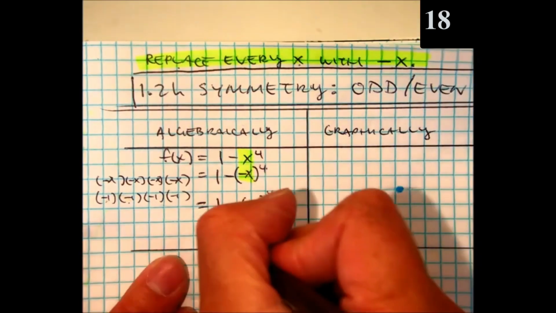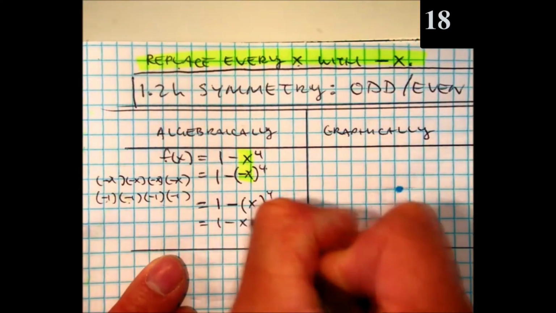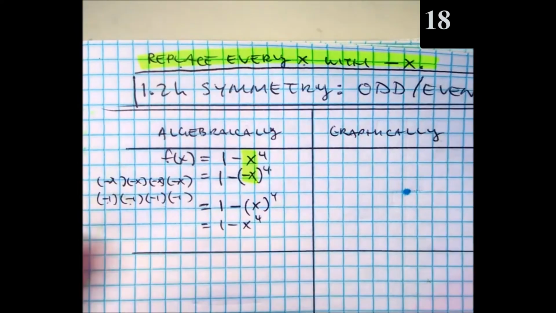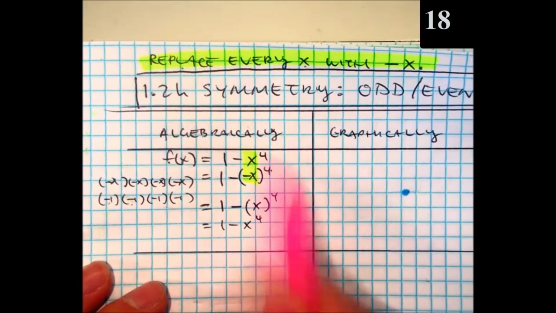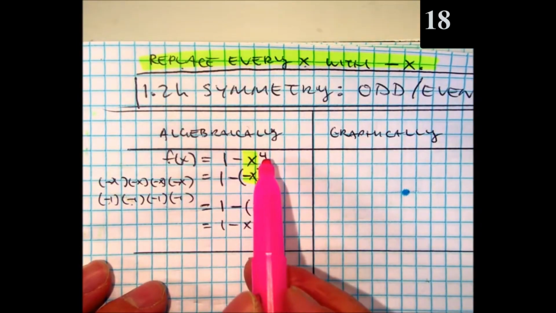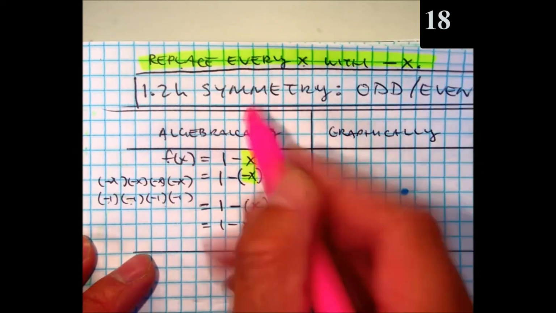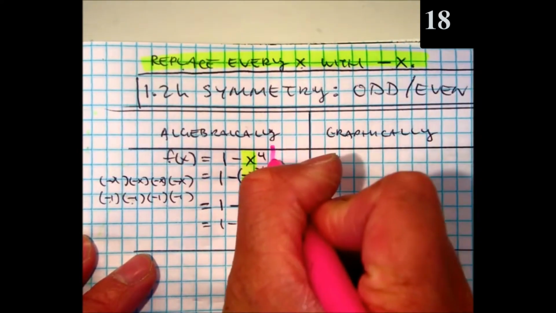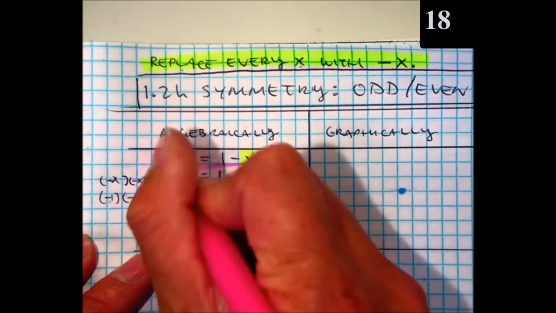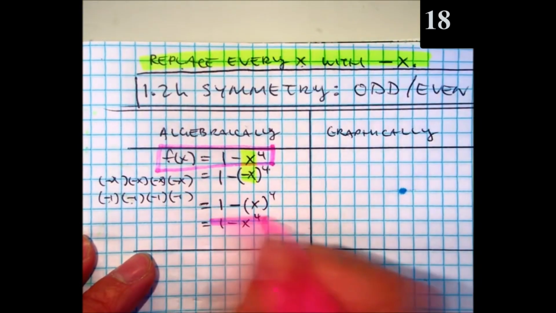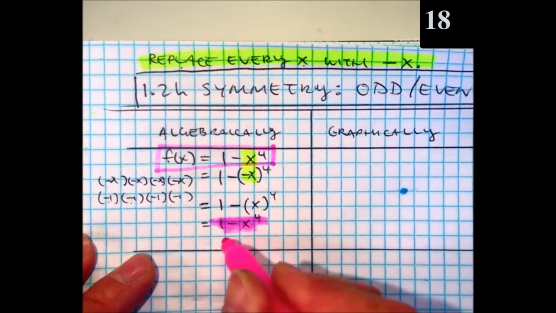I don't really need that parentheses, right? 1 minus x to the 4th. Okay. Now, if I look above at the original problem, it says f of x equals 1 minus x to the 4th. Every time I see 1 minus x to the 4th, I'm going to write f of x. I see 1 minus x to the 4th.